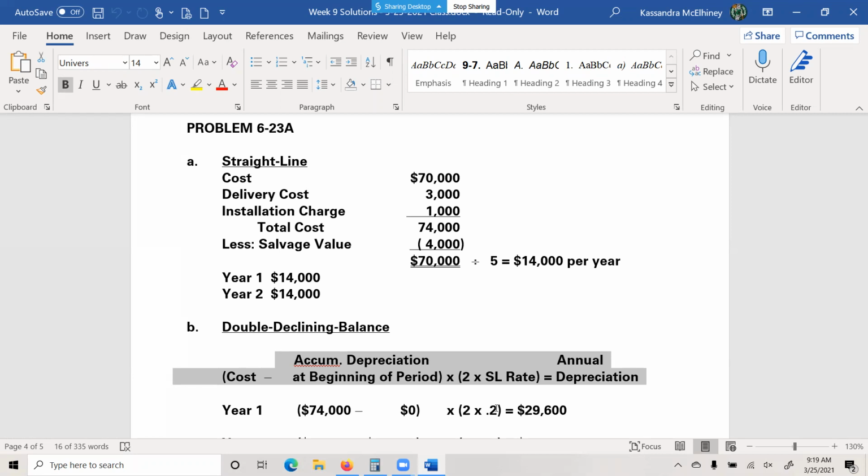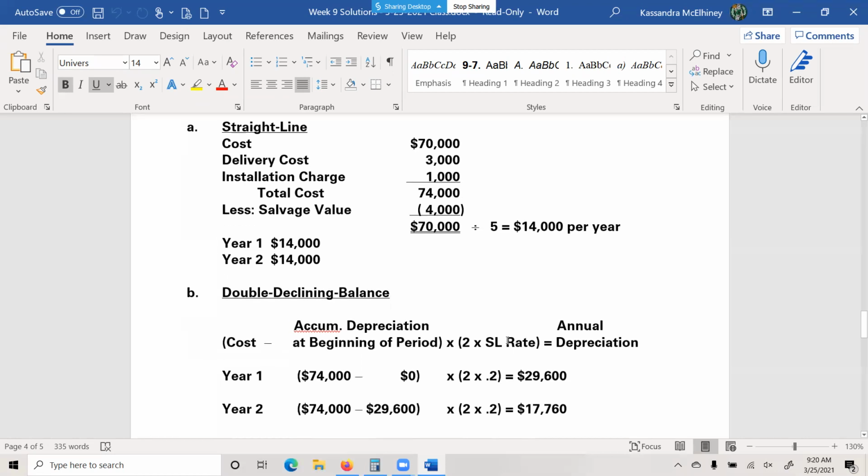So cost minus accumulated depreciation at the beginning of the period times 2 times the straight line rate gives you your annual depreciation. You do have to keep an eye on the accumulated depreciation using double declining balance because you do not want to exceed $70,000, your maximum accumulated depreciation. Once you hit that point, you are done. So with double declining balance, you do not usually get as many years of depreciation entry as you do using straight line or units of production.